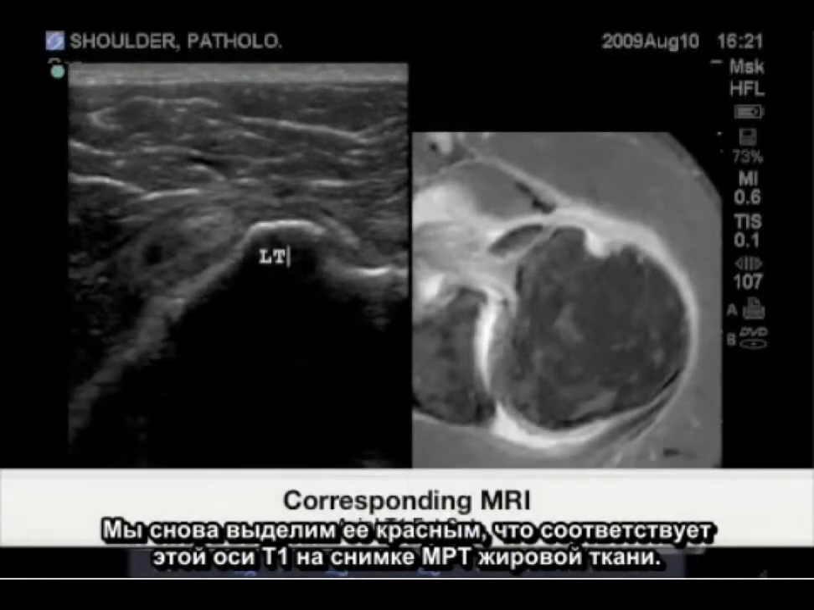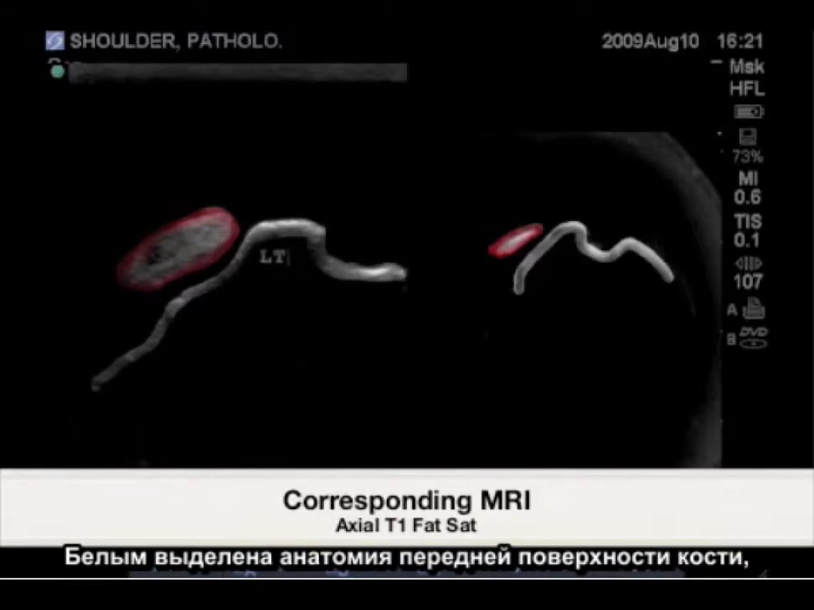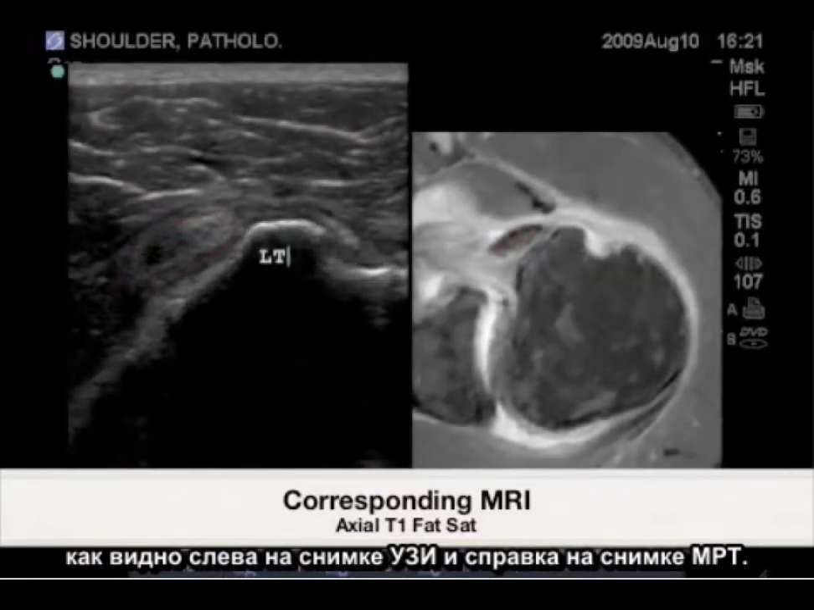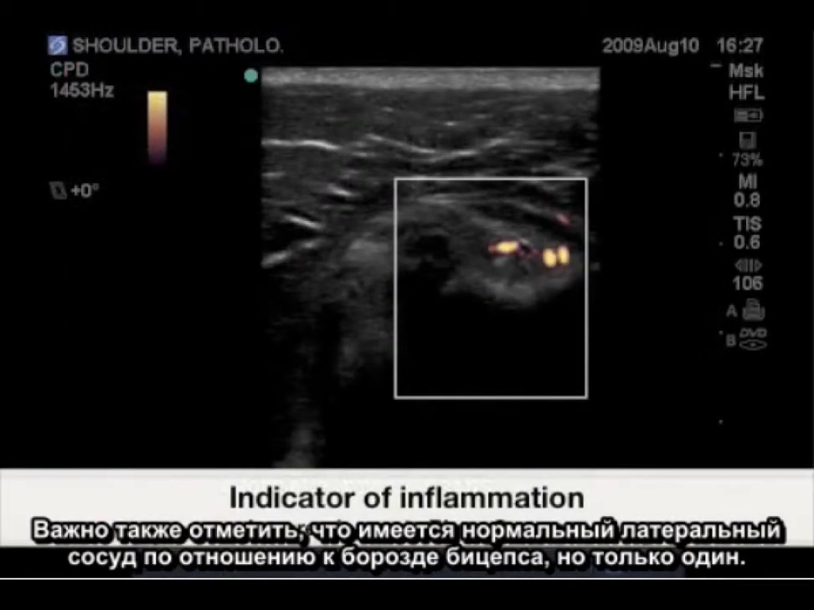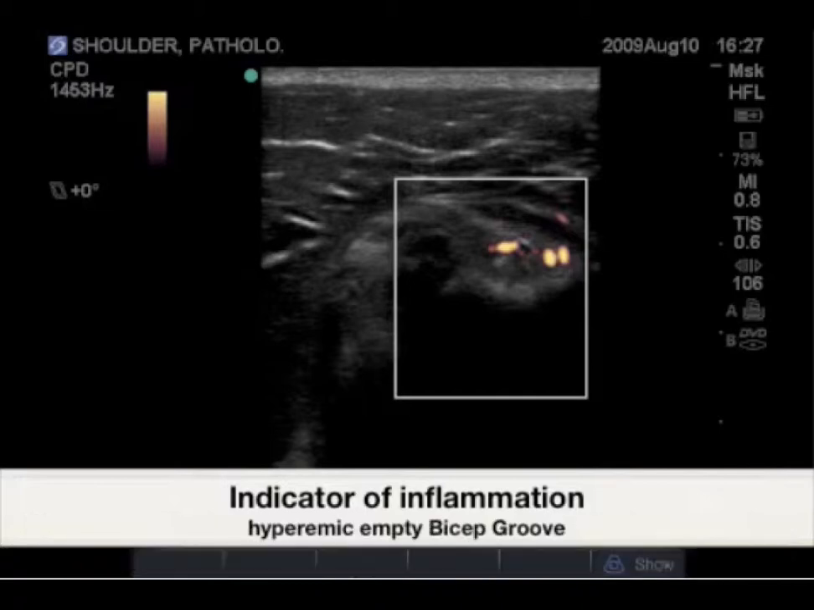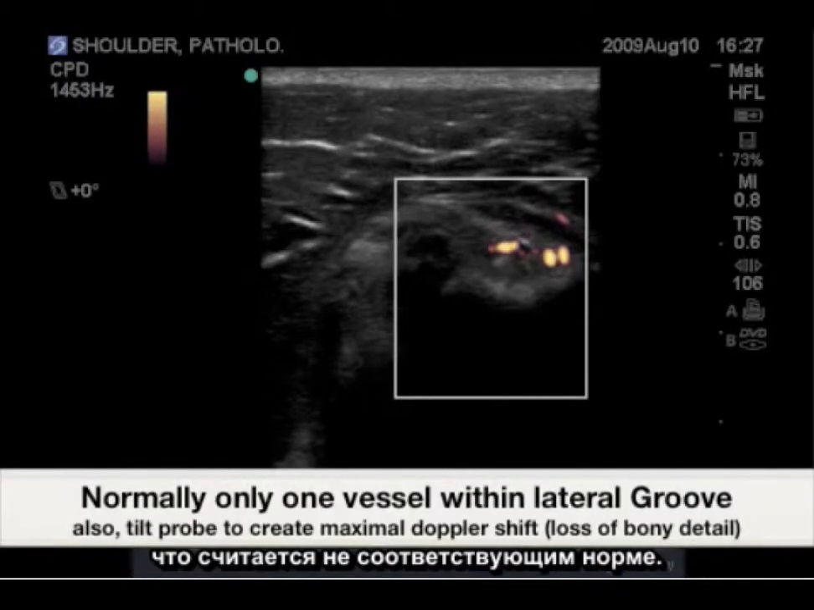We'll again highlight it in red, corresponding with this axial T1 fat-sat MRI. Highlighted in white are the anterior surface anatomy as seen on the left with ultrasound, on the right with the MRI. It's also important to note that there's a normal lateral vessel to the bicep groove, but only one. In this case, we see multiple vessels formed throughout the bicipital groove, which is considered abnormal.